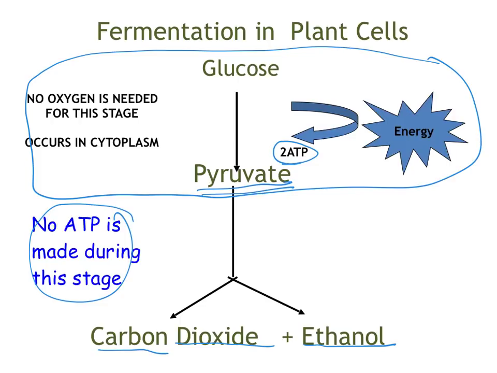So you'll see this pathway is different than in your animal cell where lactate is produced. You've produced this carbon dioxide and the ethanol. Now the carbon dioxide diffuses out into the atmosphere, and so this pathway here is non-reversible. In the animal cell, the lactate can be converted back to pyruvate if oxygen becomes available. In a plant cell, that does not happen.